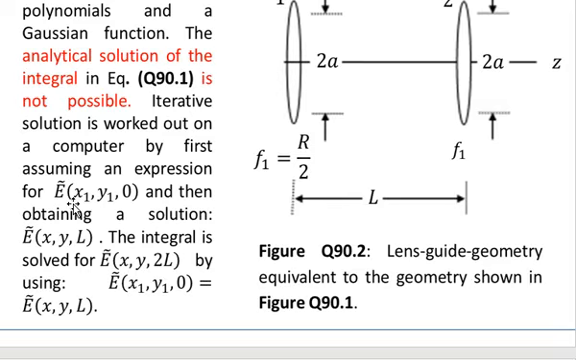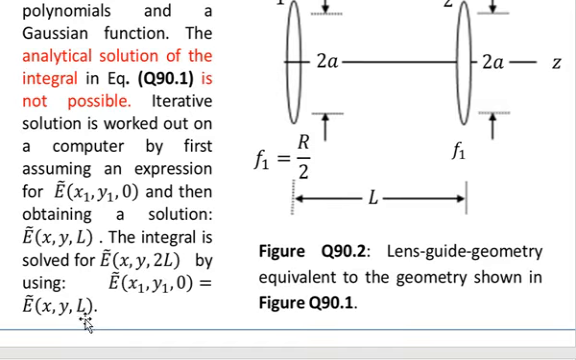just before the lens 1 or just after the mirror 1 is known, and then obtaining a solution E prime of x comma y comma L. That is the solution just before the lens 2. This will be obtained through an iterative process or through the solution of the integral. The integral is solved for E prime of x comma y comma 2L by using E prime of x1 y1 0 equal to E prime of x comma y comma L.